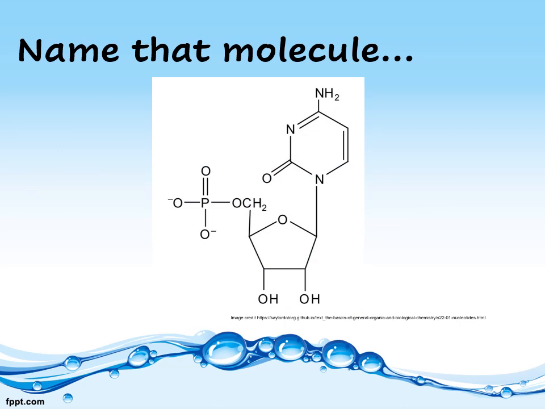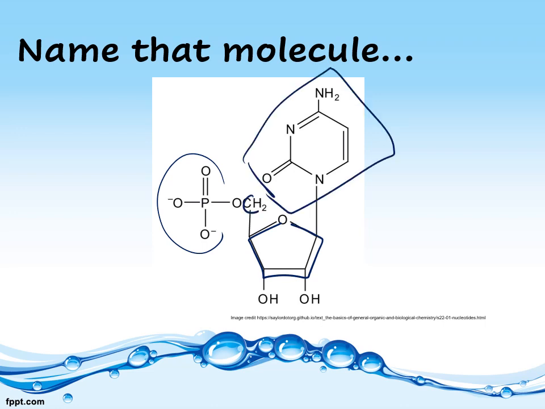What's next? This guy. Notice I've got a phosphate group. We've got this 1, 2, 3, 4, 5 carbon sugar, and then some nitrogen up here. That makes this a nucleotide. And this nucleotide happens to be cytosine. Kind of cool, right? You don't have to know that it's cytosine. You do need to know that it's a nucleotide.